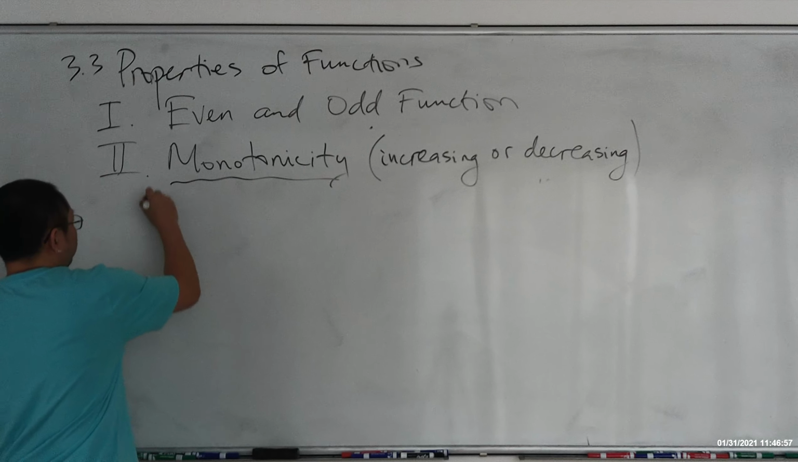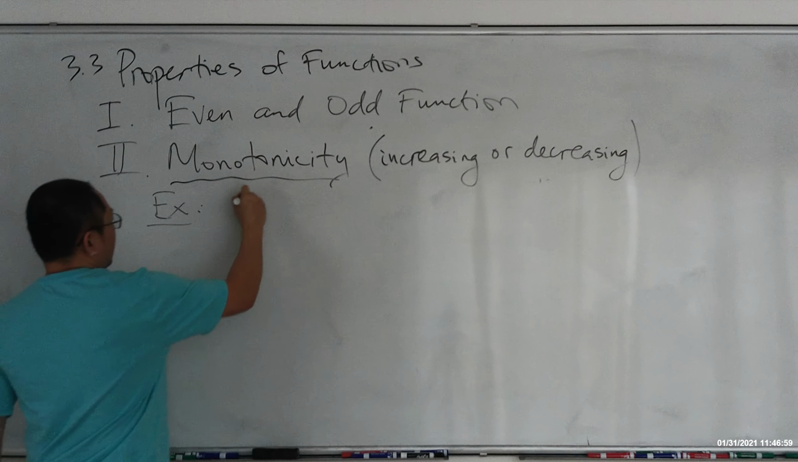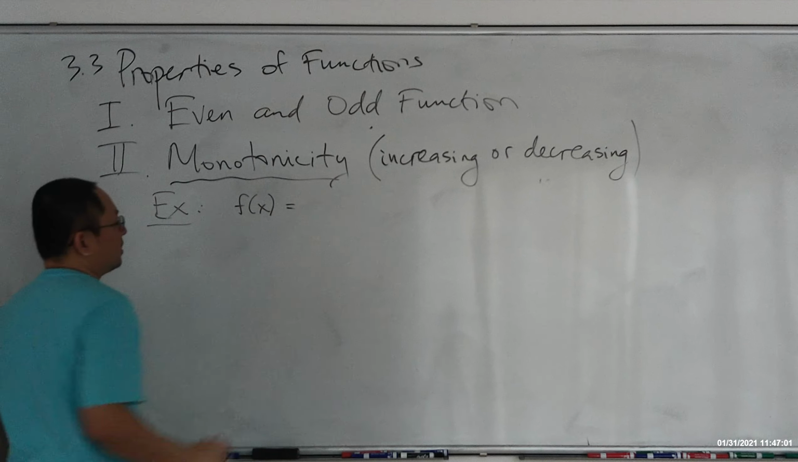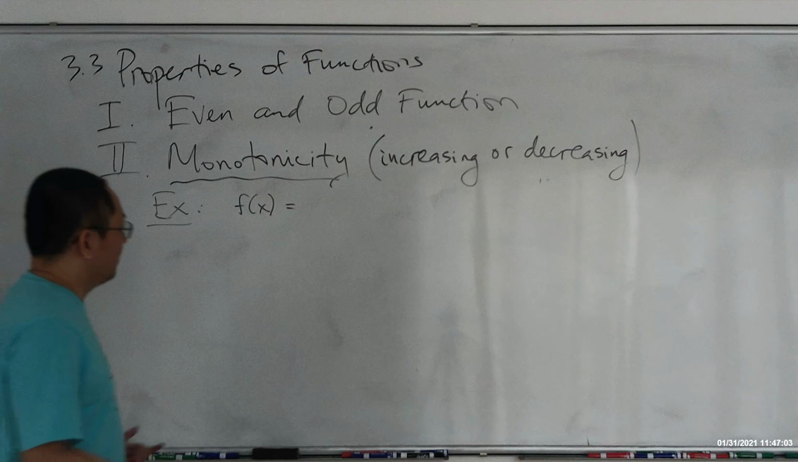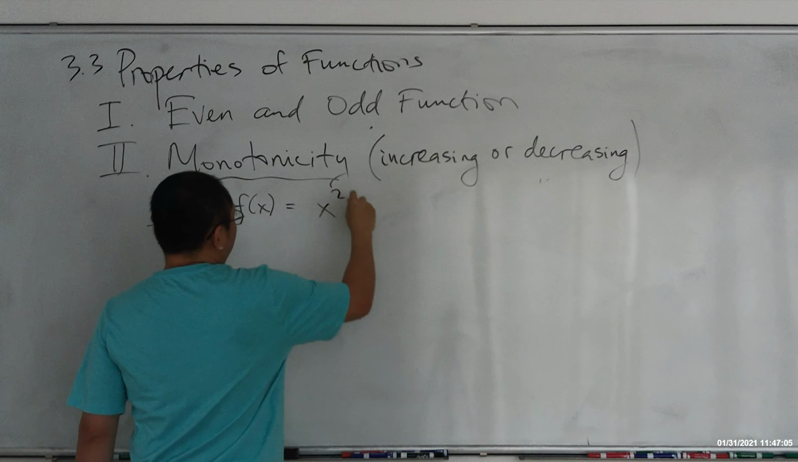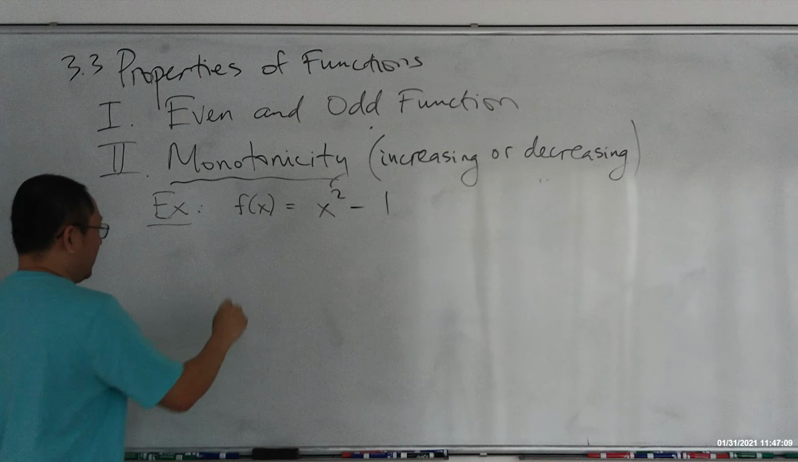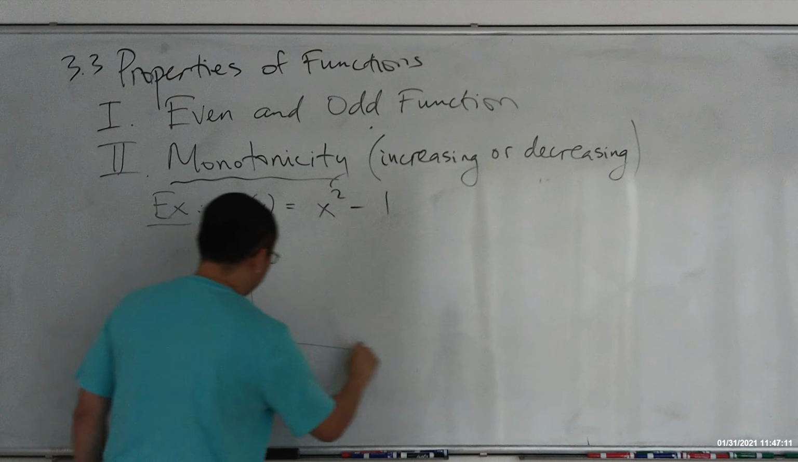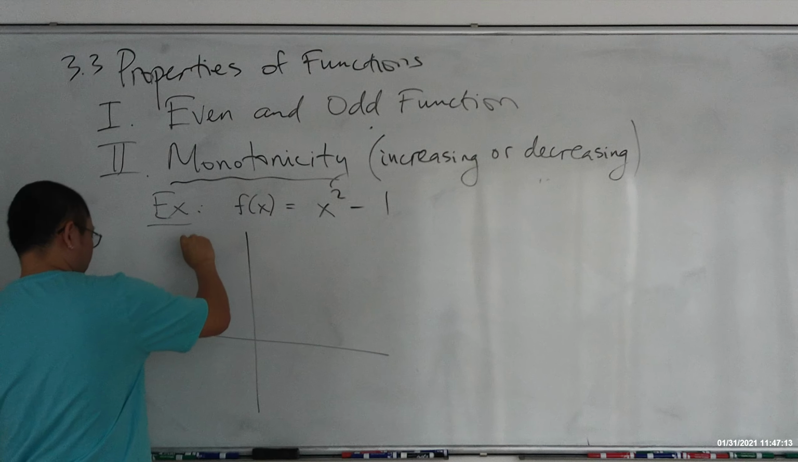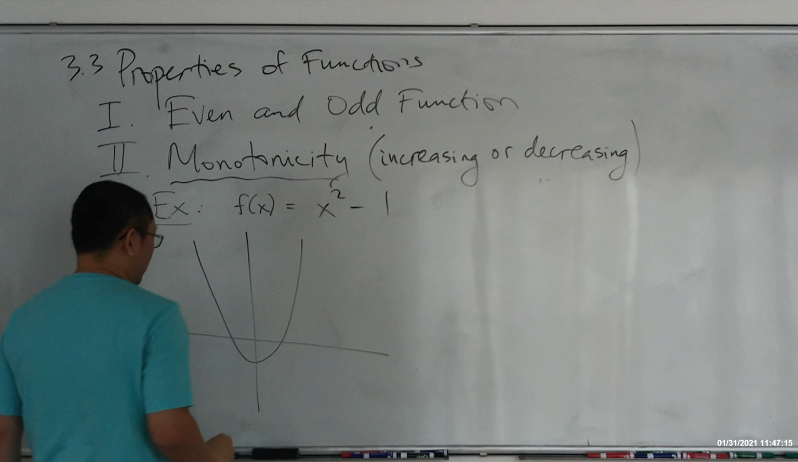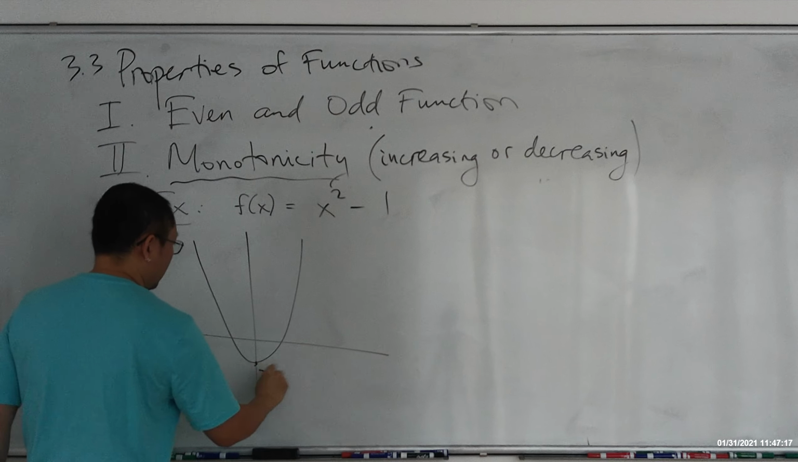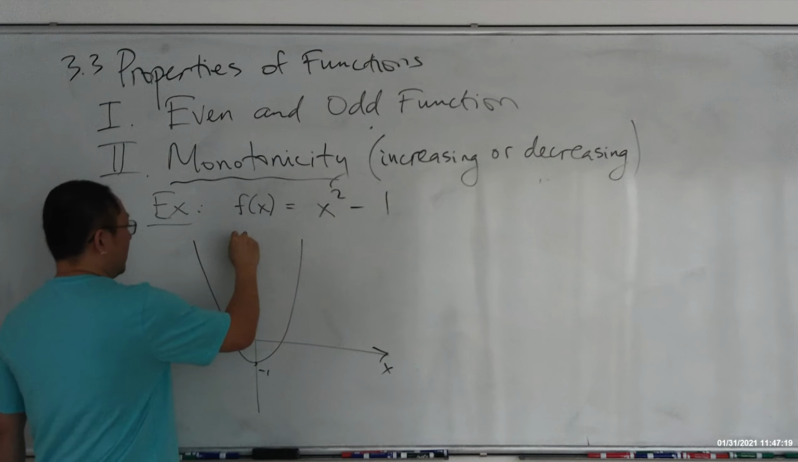All right. So let me give you an example. F of x is equal to, make it easy, right? X squared minus 1. So let me sketch a graph of this one for you. This is actually a parabola, minus 1 right here. This is the x-axis, and this is the y-axis.